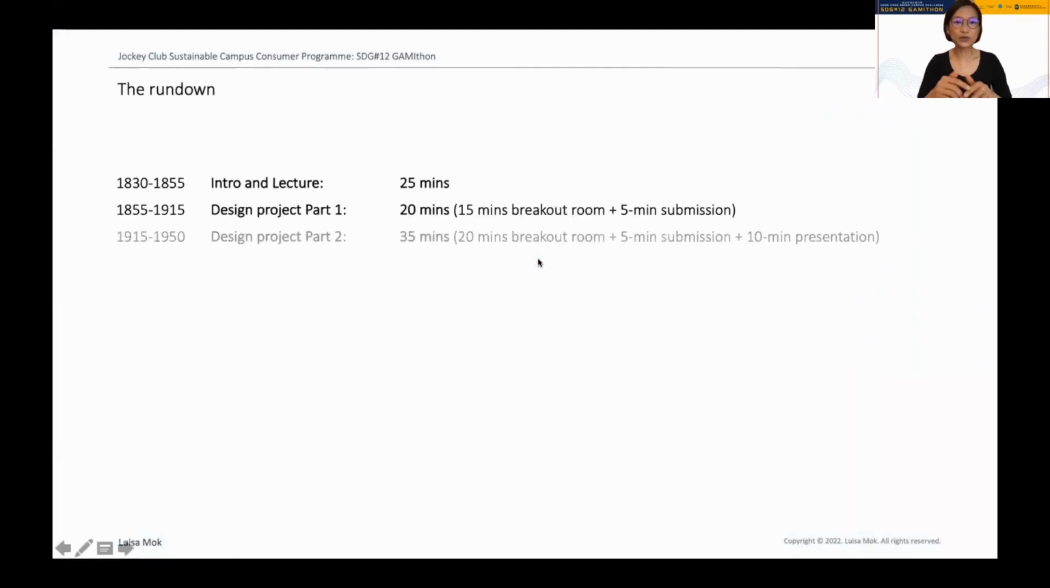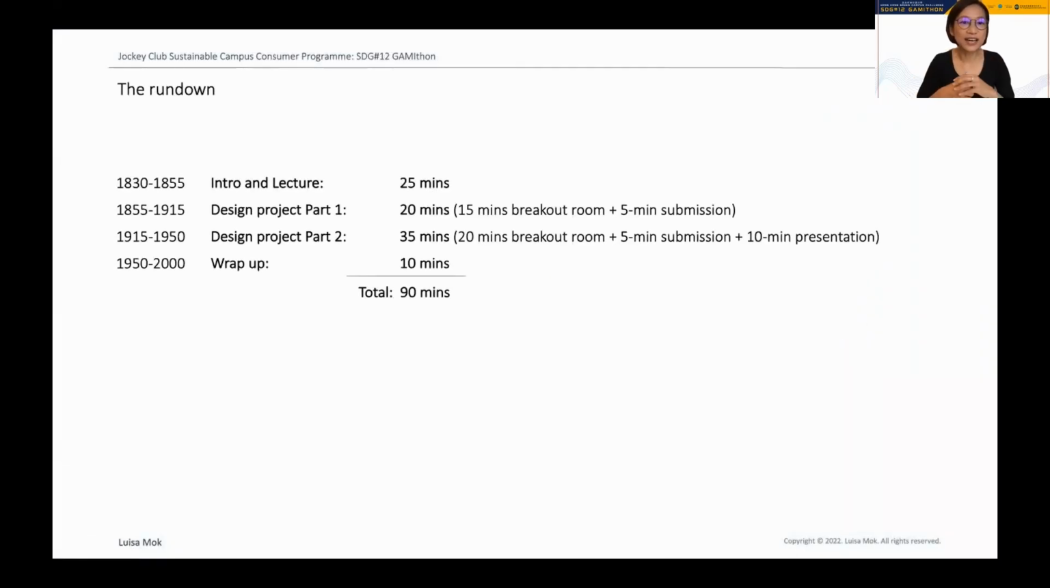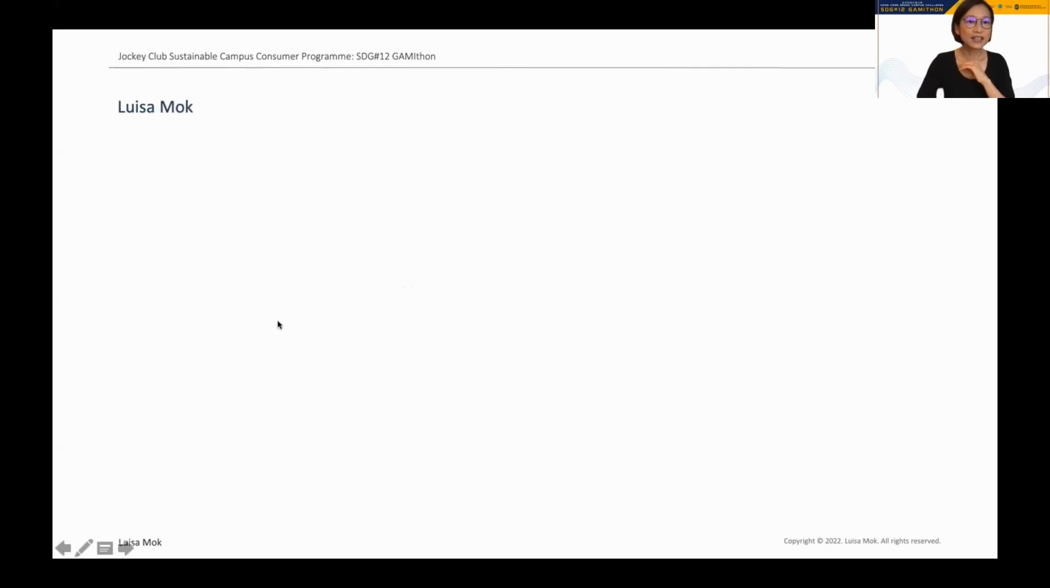And then this is the rundown. So I want to give you an idea of how this evening is organized. I will give a short lecture. It's actually not a lecture, but a short talk. And in the second part we will do a design project together. So it has two parts, part one and part two. And then at the end, I will do the wrap up.